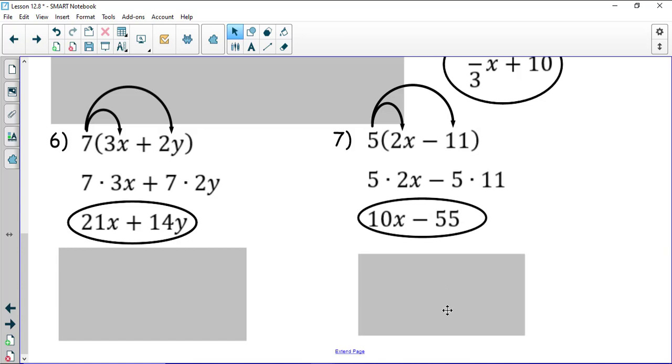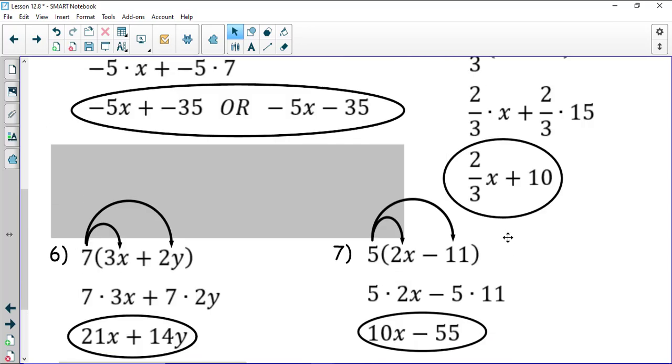Couple of things to remind you of. Number 1, I cannot combine 21x and 14y in number 6. Those are different variables, which means they're not like terms. Same goes with a question like number 7. Sometimes I'll have students do 10 minus 55 and get negative 45 and write negative 45x. That would work if it said 10x minus 55x, but it doesn't. 55 is a constant. It's actually a negative 55, but 55 is a constant. 10x has an x attached, and we cannot combine those.